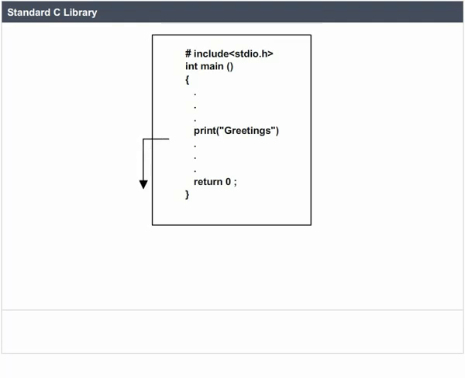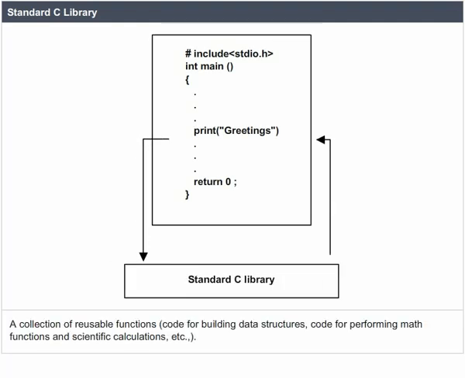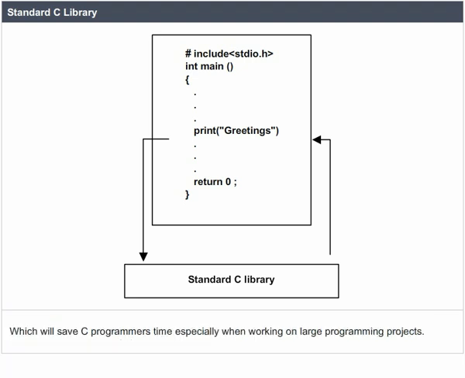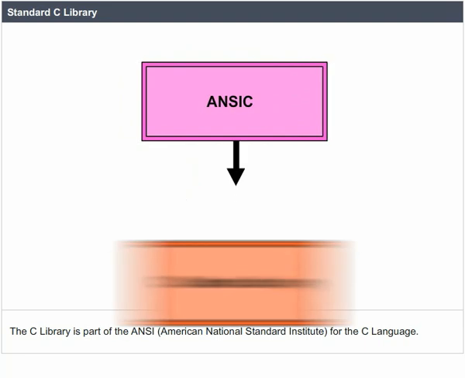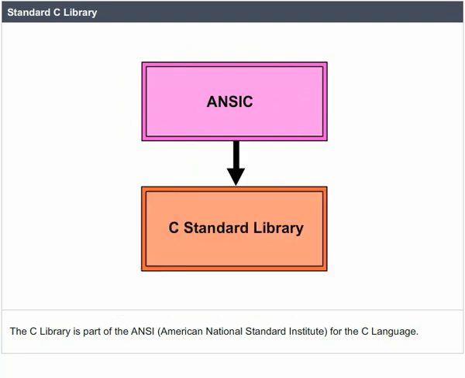Standard C library. A collection of reusable functions, code for building data structures, code for performing math functions and scientific calculations, etc., which will save C programmers time, especially when working on large programming projects. The C library is part of the ANSI, American National Standards Institute, standard for the C language.